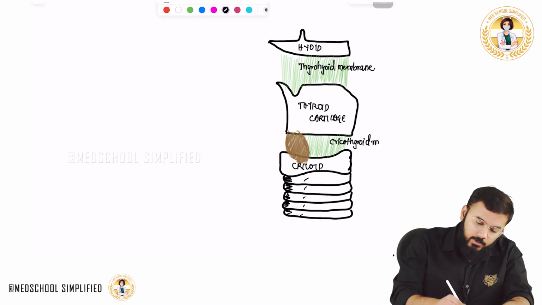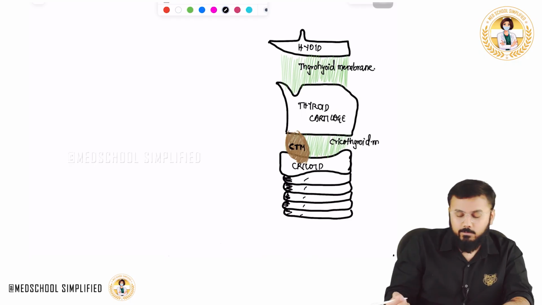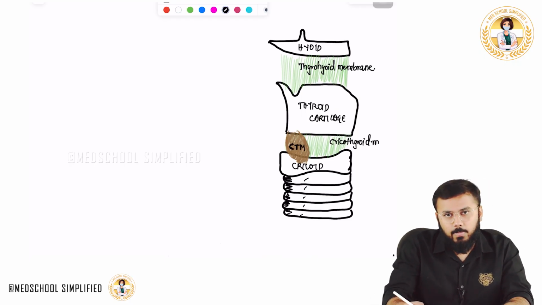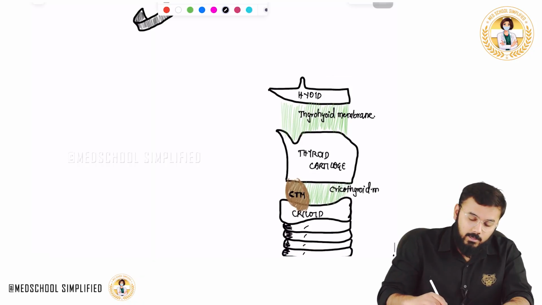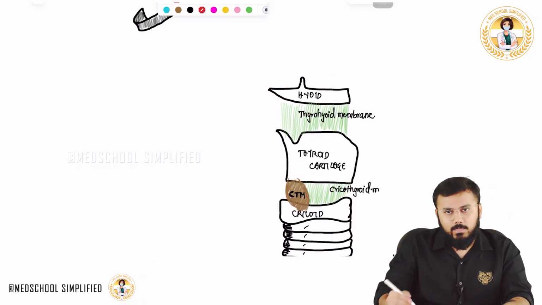No, let me use the black itself. Okay, so this is CTM. CTM stands for cricothyroid muscle. Okay, what is this? Cricothyroid muscle. Now in front of your cricothyroid muscle, you have got another muscle.